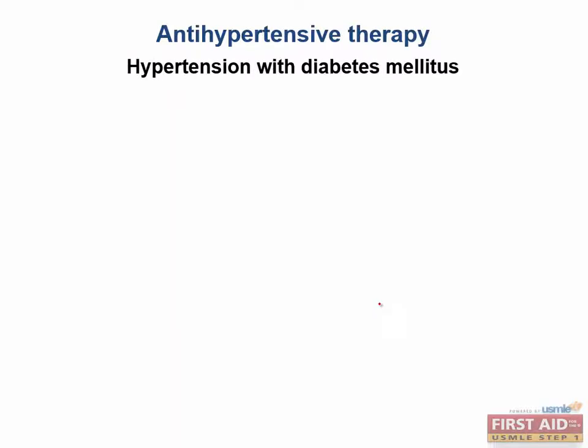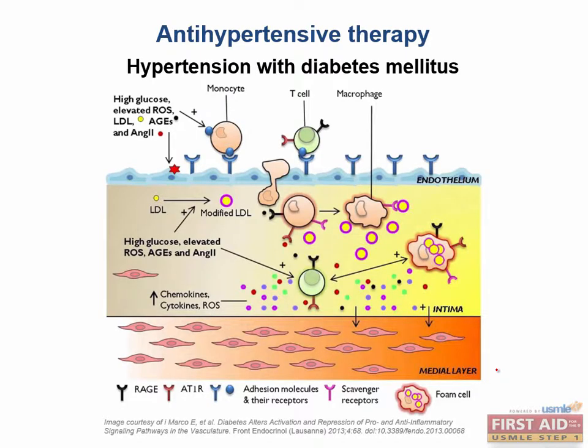All right, so now we move on to hypertension with diabetes mellitus. Hypertension with diabetes mellitus is really important because so many patients have diabetes, and you can prevent the vasculopathic changes, particularly the damage to the kidney's efferent, with an E, arteriole. So here's a diagram showing us the endothelium, the intima, and the media of a vessel.